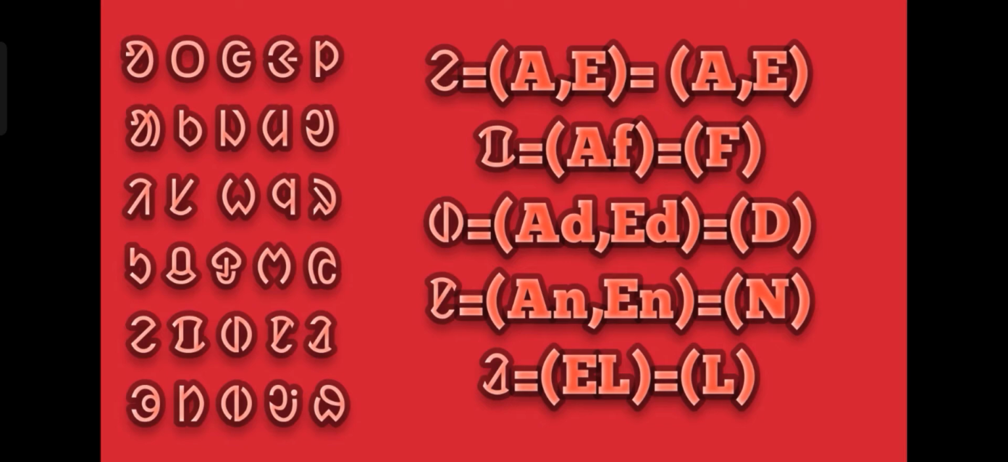English language A or E. Santali language F is used as English language F. Santali language Ed is used as English language D. Santali language N is used as English language N. Santali language L, Ed, is used as English language L. So friends, I would like to tell you once again.